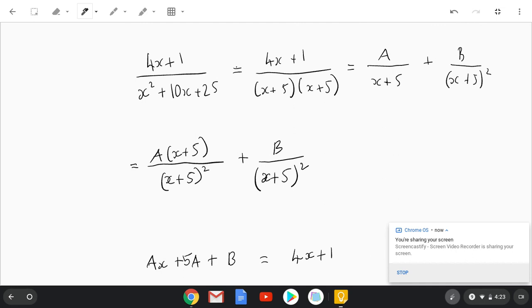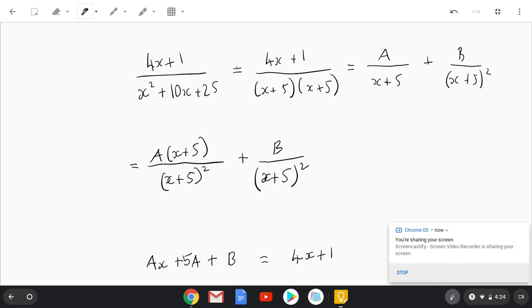There we go. So that was your first question. 4x plus 1 over x squared plus 10x plus 25. And what I've done is the denominator, I have factorized it, and it's x plus 5 multiplied by x plus 5.